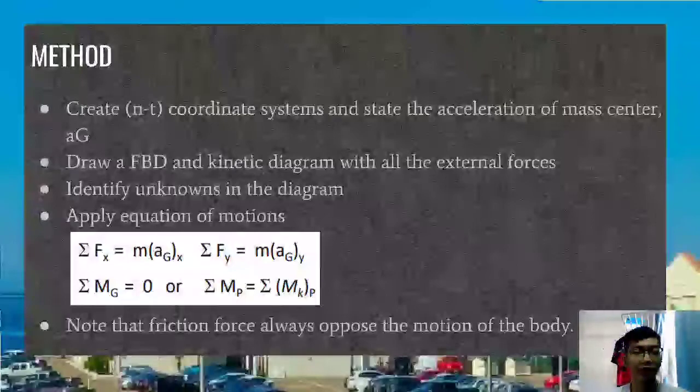By identifying our unknowns in the diagram, we can apply the equations of motion, which are summation of Fx equal to m aGx and summation of Fy equal to m aGy, summation of MG equal to 0 or summation of MP equal to summation of (Mk)P. Note that friction forces always oppose the motion of the body.